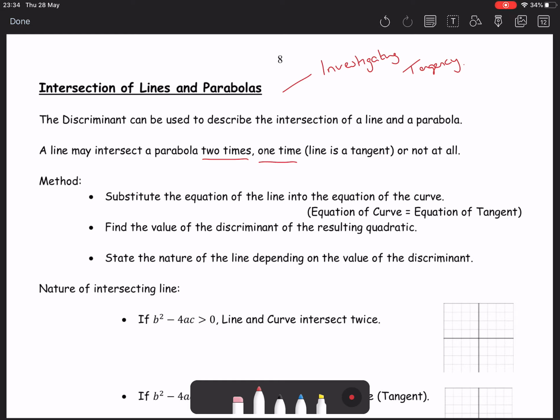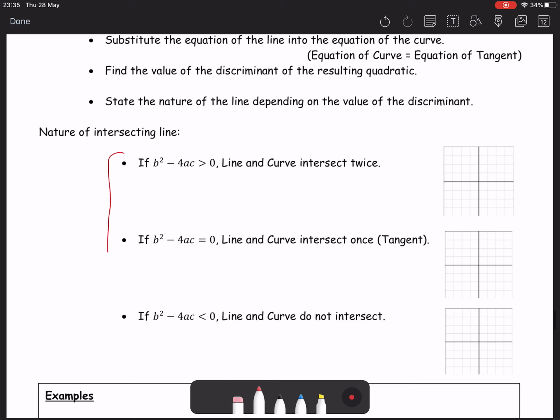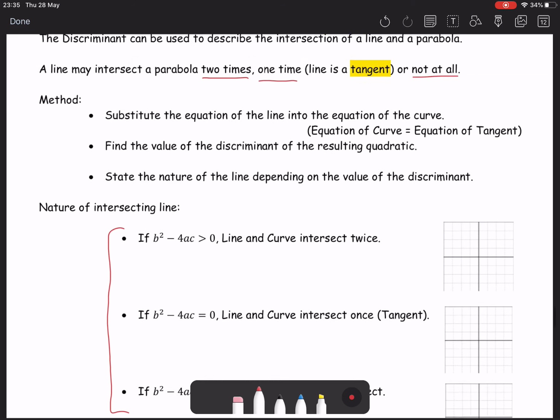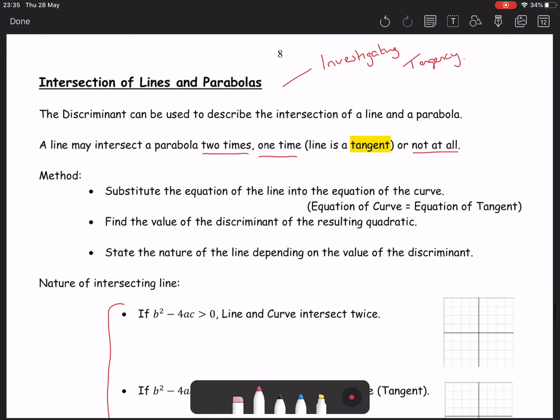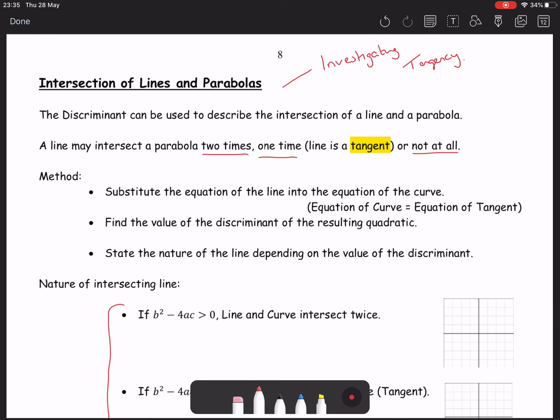A single time, which is going to be the main type of question that's asked, which is a tangent, which is very significant, or it essentially misses completely and they do not touch at all. Okay, we'll investigate 3 different types of graph for that, similar to how we looked at our discriminant with our roots.